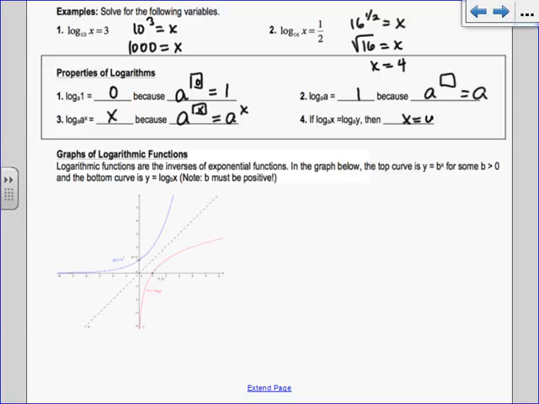X equals y, exactly. So if you have log base a of some number equals log base a of another number, those two numbers better be equal to each other. Okay, that's what we're saying.